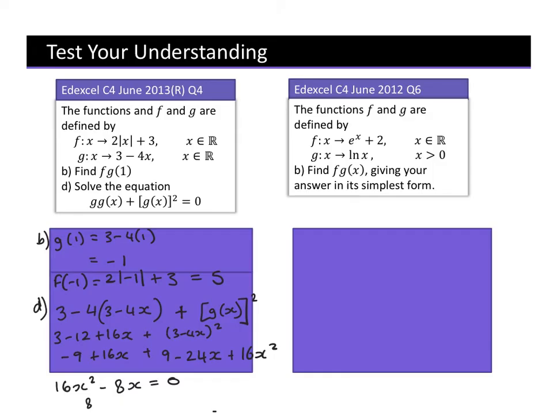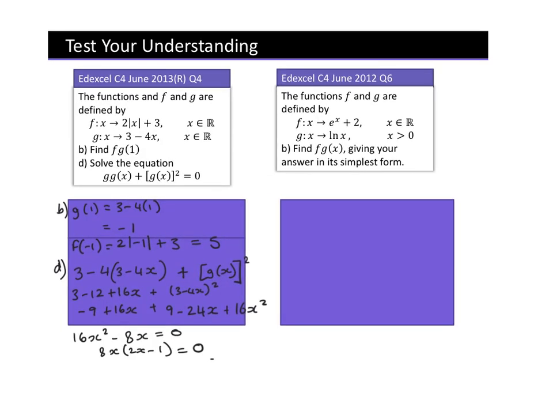So you could use this in the calculator if you want. Your a is 16, your b is minus 8, your c is 0. Or we could just factorize. So 8x, we're going to have 2x minus 1, equals 0. So when does this equation equal 0? Well, I've got two terms multiplied by each other to give you 0. That means one has to be 0.